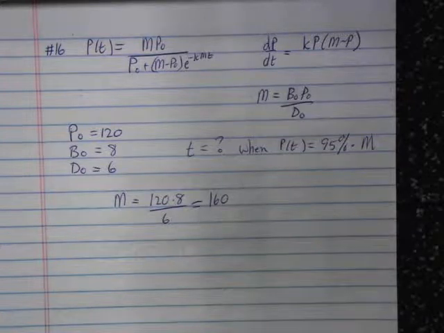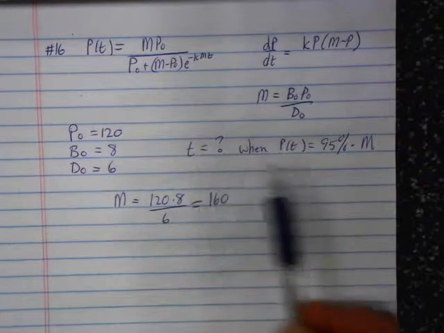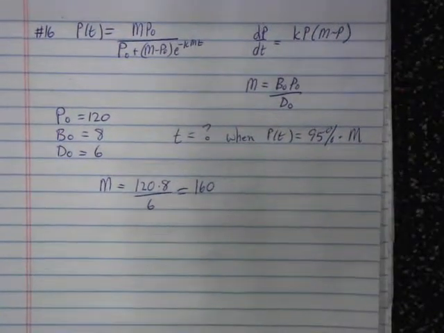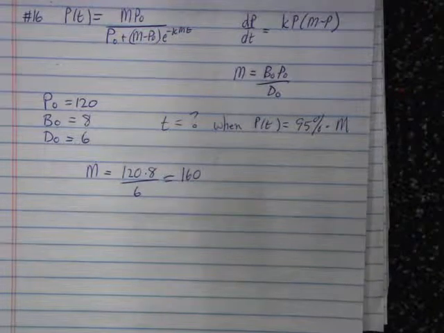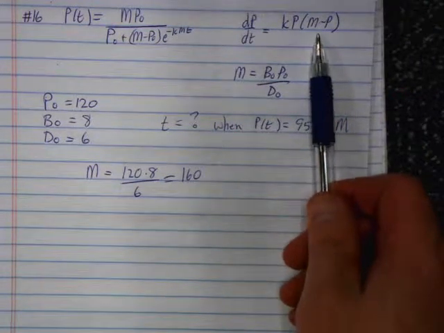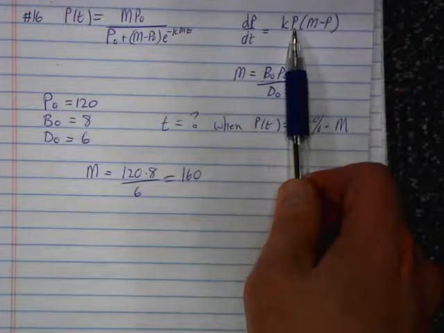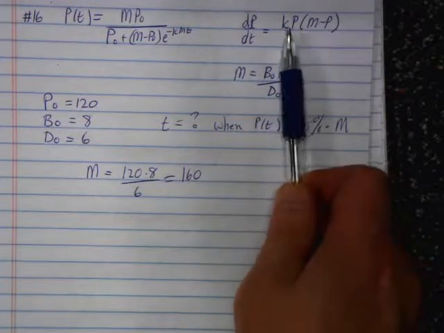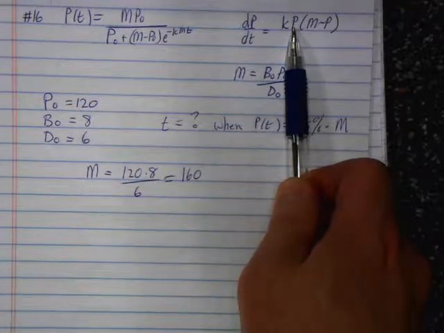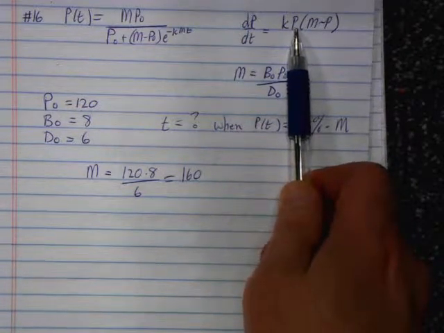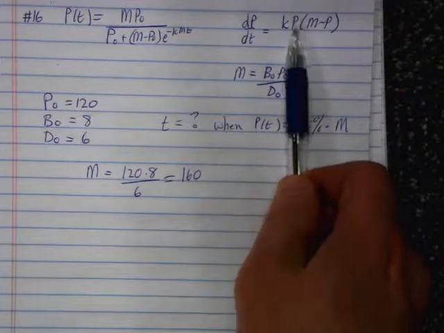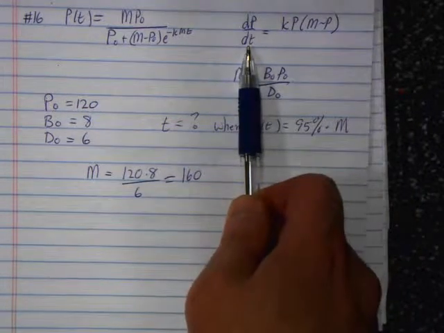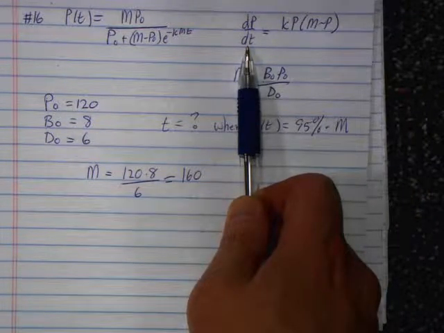Well, T is time, that's what we're going to find in the end. How long will it take to reach 95% of our carrying capacity? How do we find K? Any ideas? Use dP over dt. Okay, so I know M. Do I know P? I know P naught. So let's use P naught. This will be time 0. So at time 0, I know P naught, I know M. Do I know dP dt? Is it 0 because there's no change? Nope.